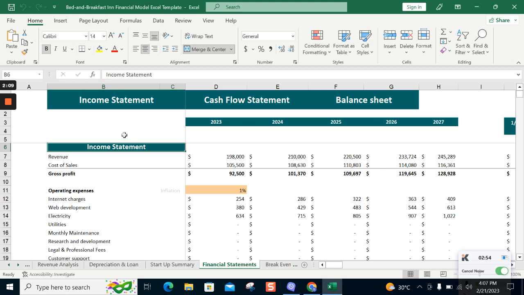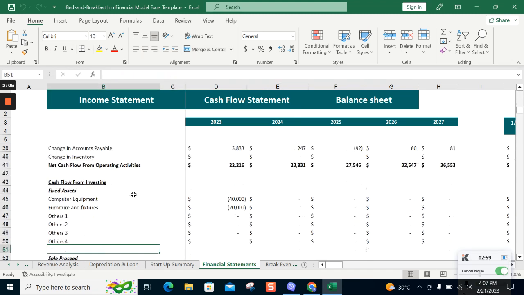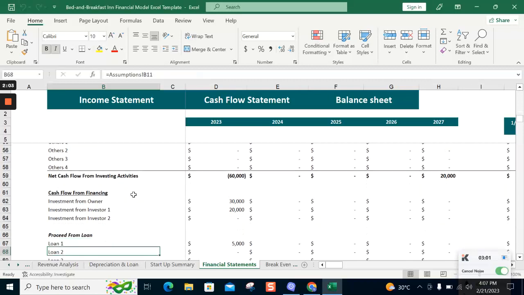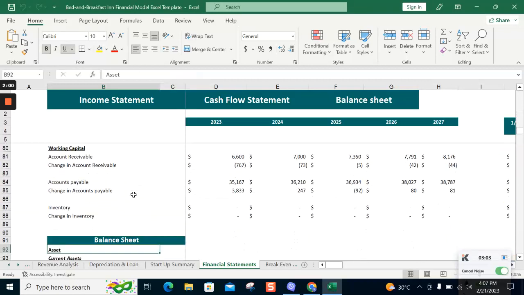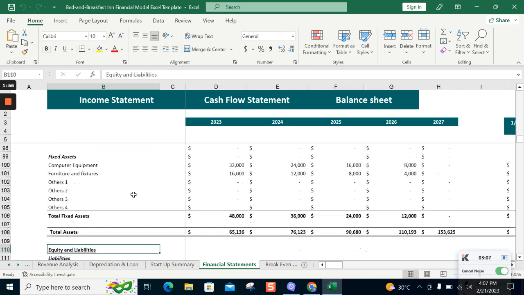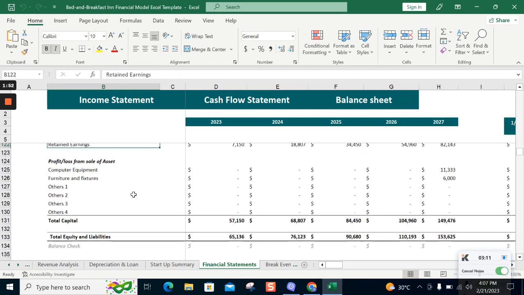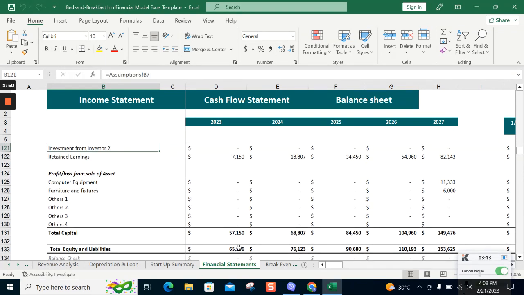The income statement estimates the profitability of the company. The cash flow statement estimates the cash you will generate from operating, investing, and financing activities. And at last, the net cash you will have in your business. The balance sheet summarizes a business, giving you the company's financial position, like how many assets, liabilities and equity you have in your business.